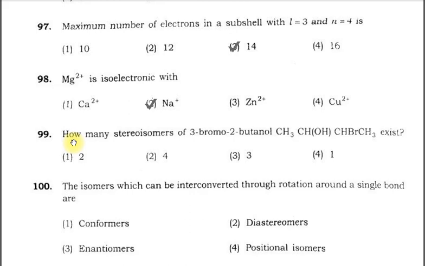Question number 99. How many stereoisomers of 3-bromo-2-butanol exist? The options are 2, 4, 3 and 1. The correct option is option number 2, which is 4. There can be 4 stereoisomers of 3-bromo-2-butanol.